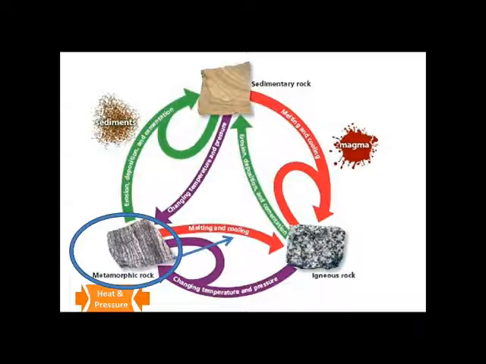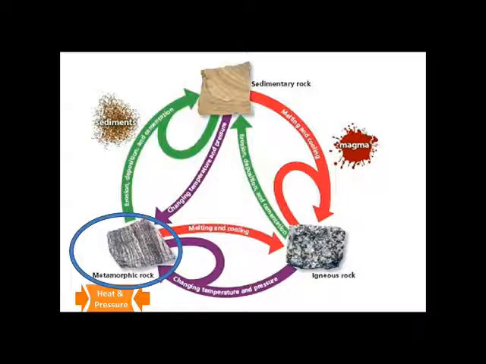The red arrow points to the igneous rock. The red arrow says melting and cooling. So the metamorphic rock melted down into magma, cooled, hardened, and formed a new igneous rock. Metamorphic has changed into igneous.